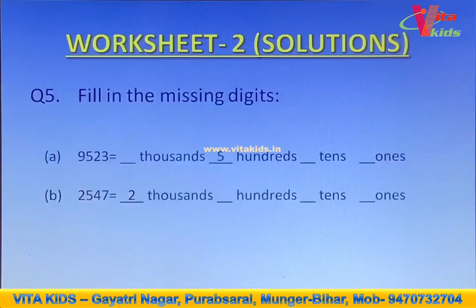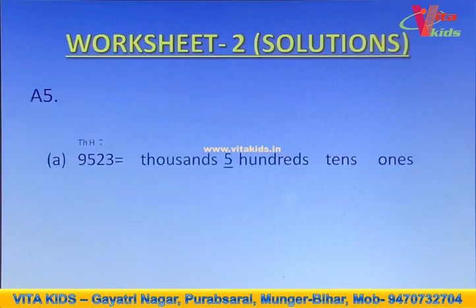3443. Question 5. Fill in the missing digits. A part 9523. Let me put the place values on top. Now, in ones place we have 3. So we'll write 3 there. Tens place we have 2. We'll write 2 tens. Hundreds is already entered. In thousands place we'll have 9. So we will write 9 thousands.